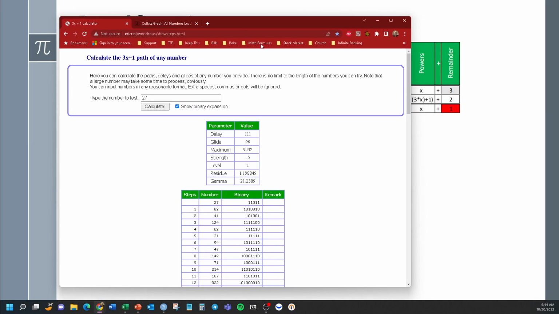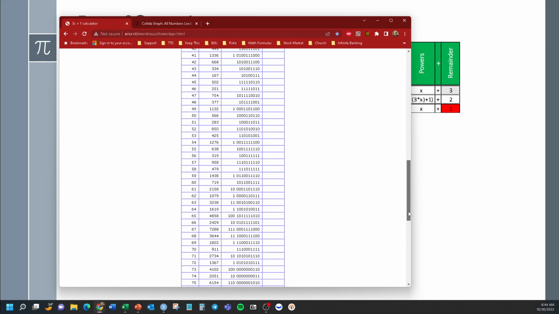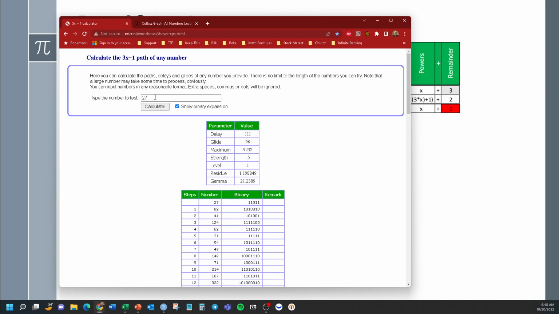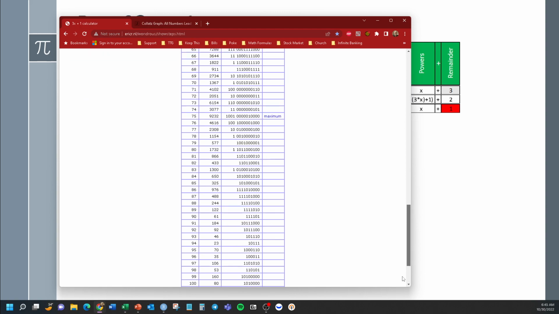So if we look at the number 27, our glide is 96. So when we come down here, it takes us 96 steps to get to a number below 27. But 41, right, if we put in 41 and calculate, we're below 41 in 3 steps. So our glide is 3.